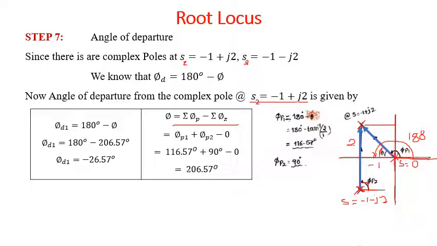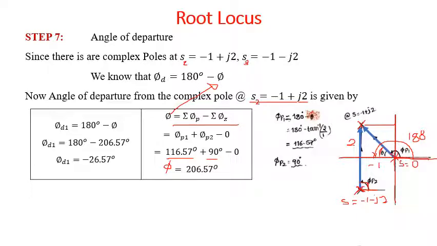When we found it, we got the phi p1 value as 116.57. Then 90 degrees, from seeing this, we got it. So we get the total included angle as 206.57. As we know, phi has to be substituted with this value. The angle is 206, hence we are talking about the first angle of departure.